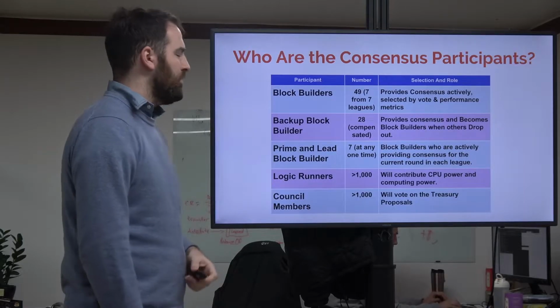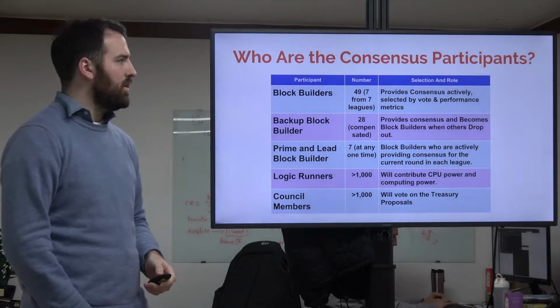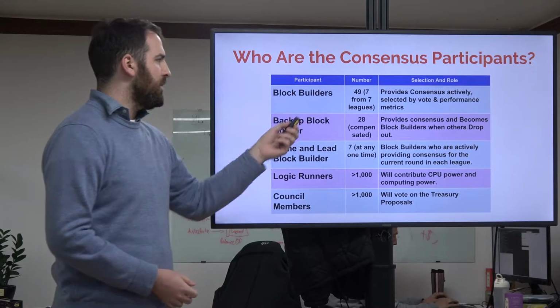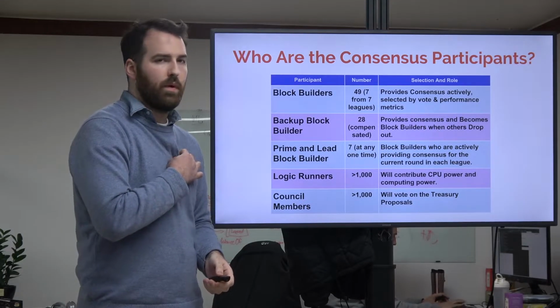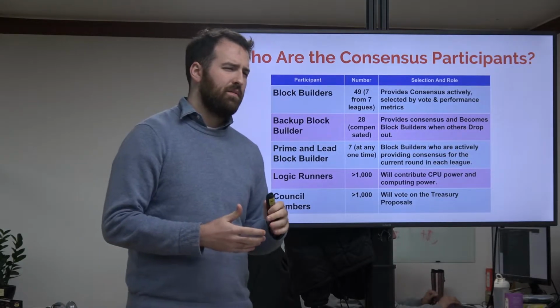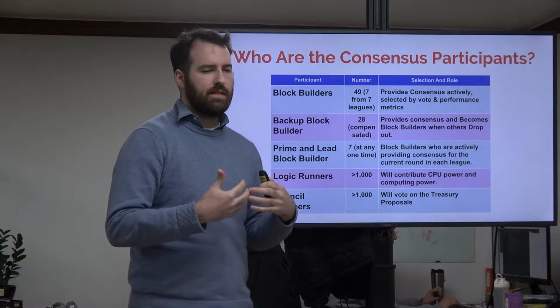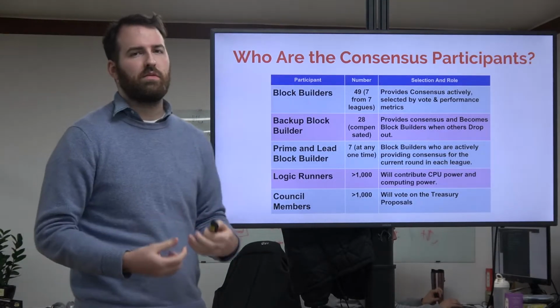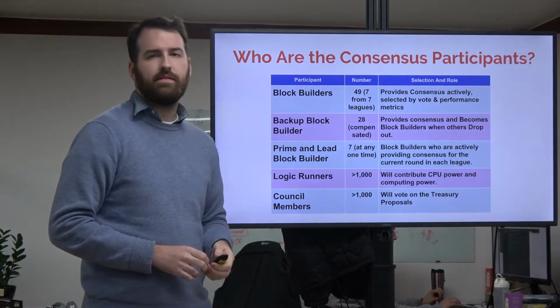All right, so one, we have block builders. Those are like block producers in EOS, except we have 49 of them, a little bit more than 21. The higher the number, we believe, helps maintain a little bit more decentralization and lowers cartel risk slightly. But we have other ways of dealing with that as well.